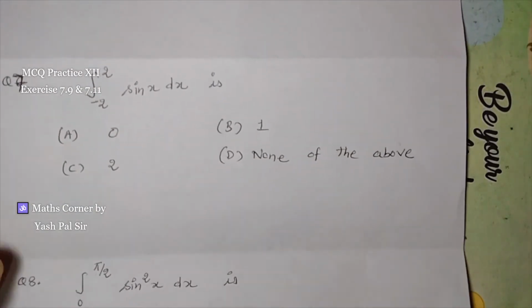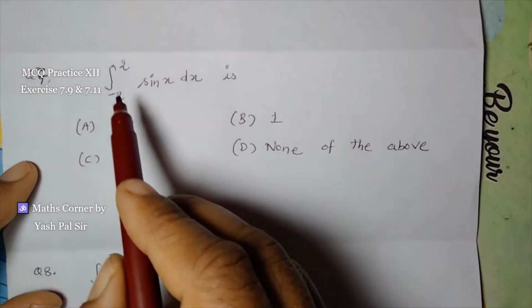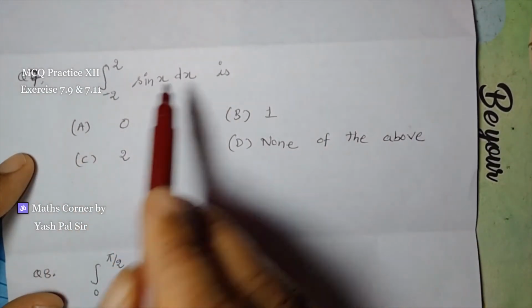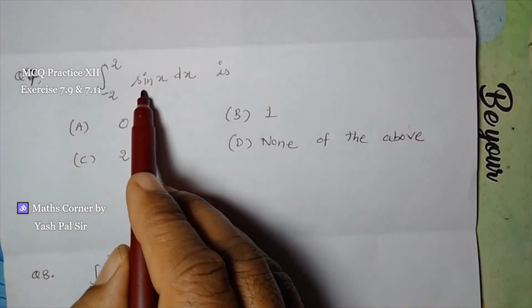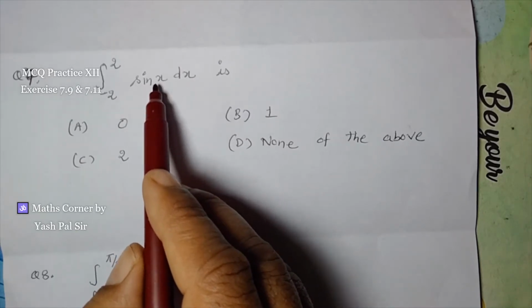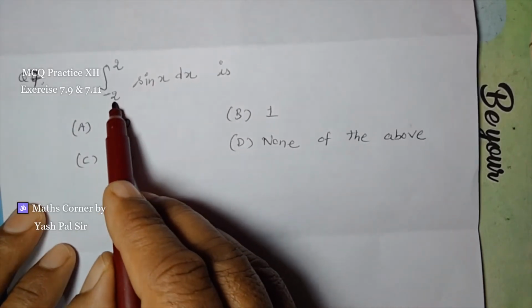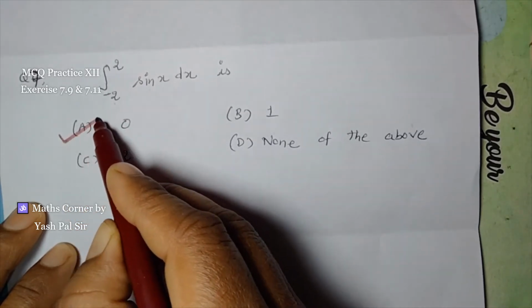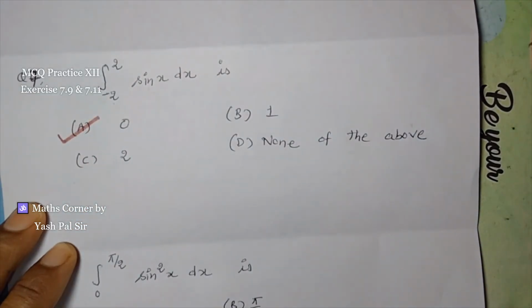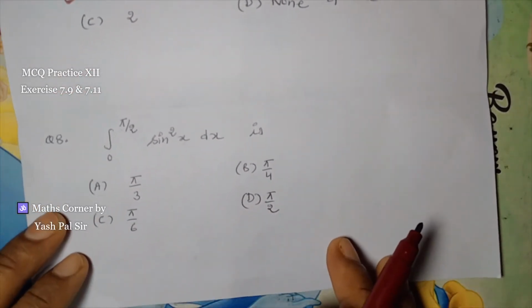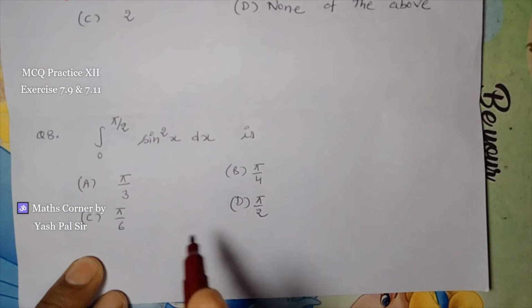Now again question number 7. Limit is minus 2 to plus 2, sine of x into dx. Again we have observed that sine of x is an odd function. So the integral from minus a to plus a of an odd function is always 0. Option number A is the right choice to this question.